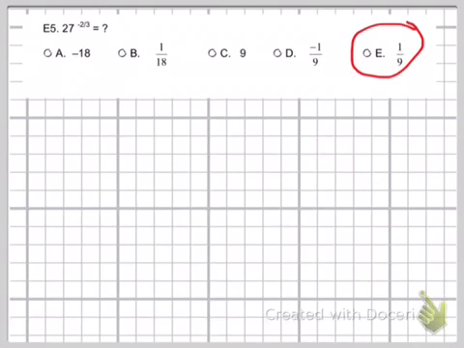Number 5, 27 to the 2/3 power. If you put that in your calculator, you should get 1/9.